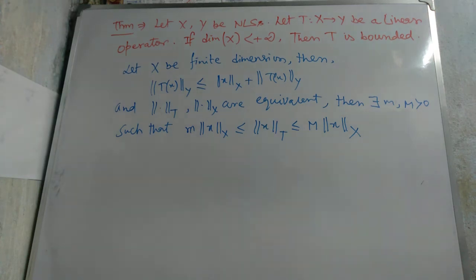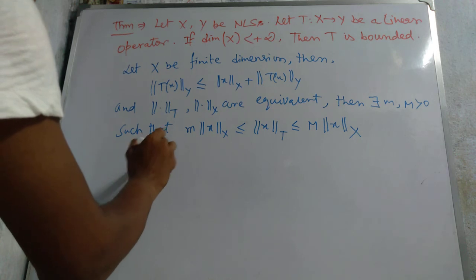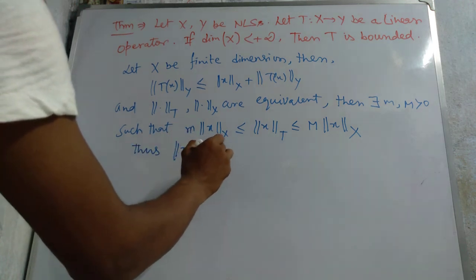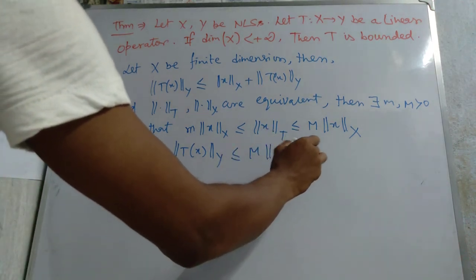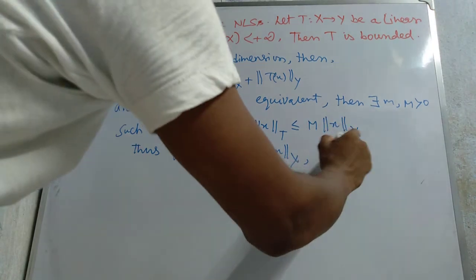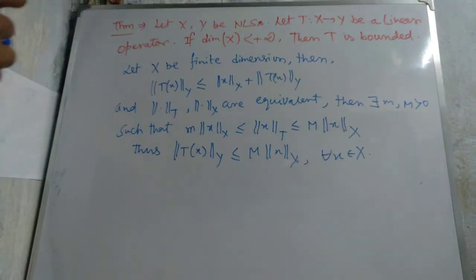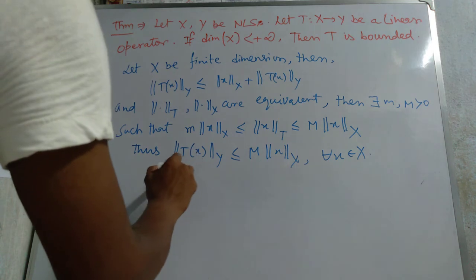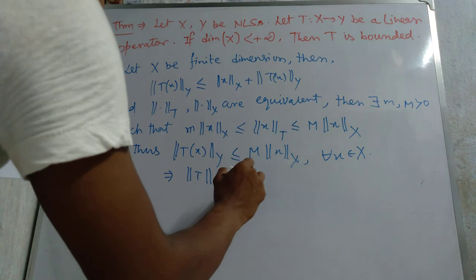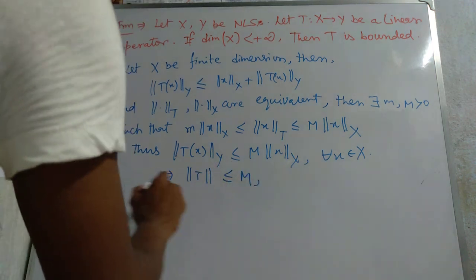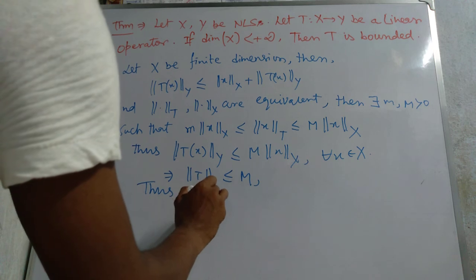We write the definition of the norm of x under T. Then this implies that norm of Tx is less than or equal to capital M norm of x for all x belonging to X. Hence norm of T is less than or equal to M. Thus, T is bounded.